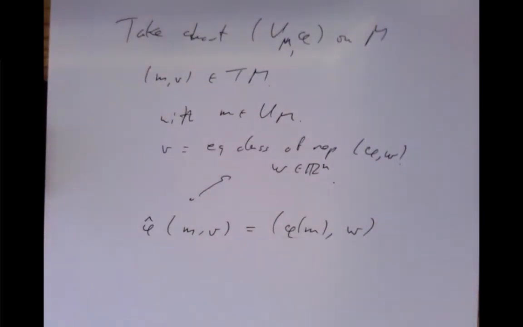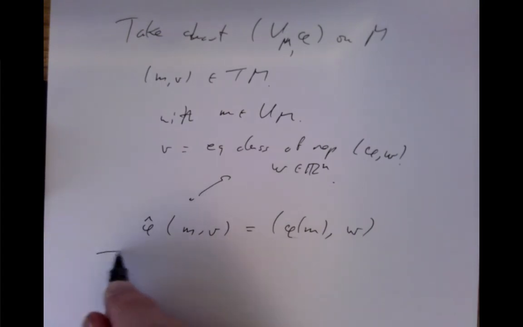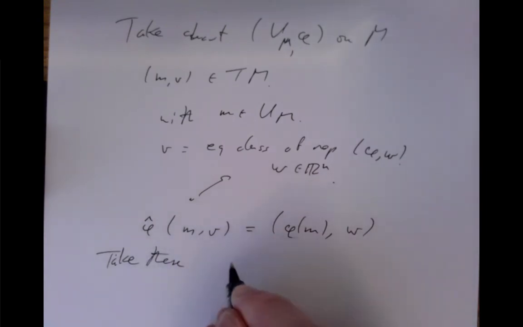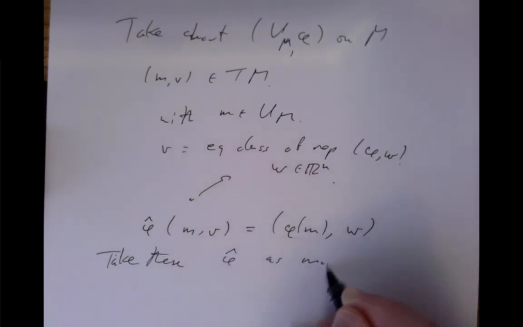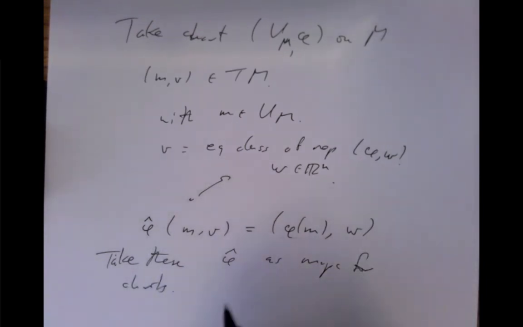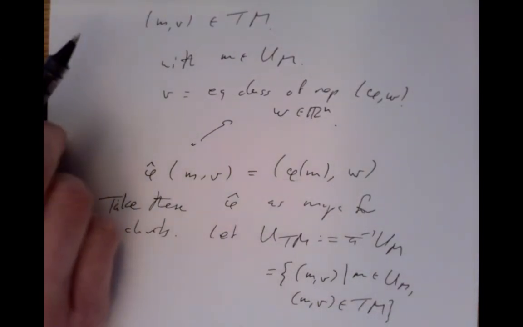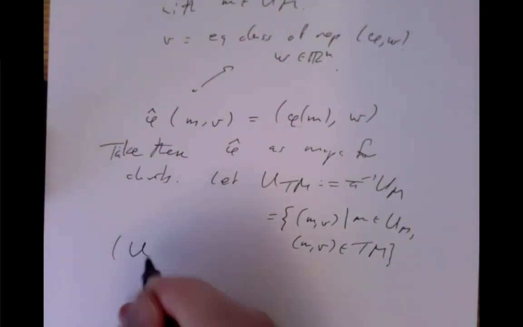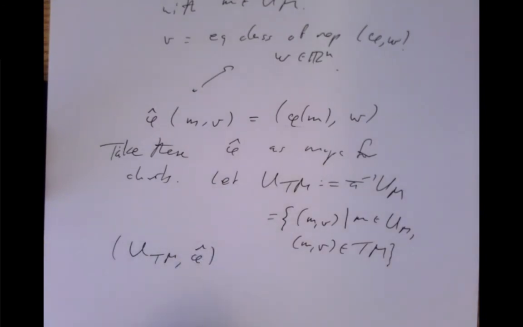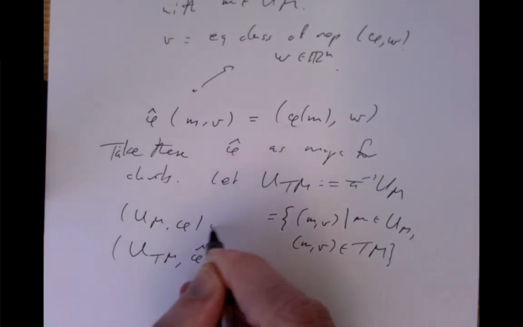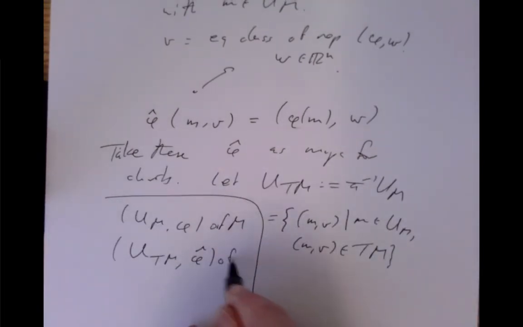So that defines an object, which we want to claim as a chart. So we'll take these phi hat as maps for charts. Let U of the tangent space be pi inverse of U_M. So that's, by definition, the set of all pairs MV such that m is in our open set U_M, and MV is a tangent vector in the tangent bundle. So that then defines a chart. So we get some U_TM, phi hat. And so for each chart U_M, phi of M, a chart of M, we've constructed this as a chart of TM.